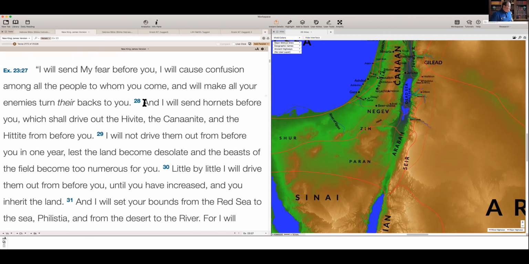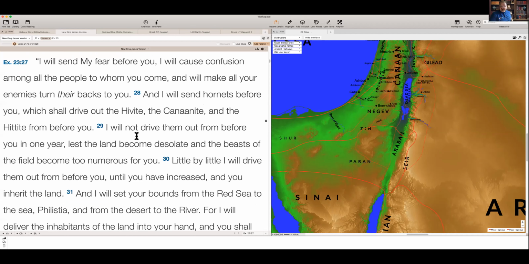I will send hornets before you, which shall drive out the Hivite, the Canaanite, and the Hittite before you. So hornets, fear, all kinds of things, that's what was supposed to do it. Actually, we have that fear which is described in the book of Joshua.